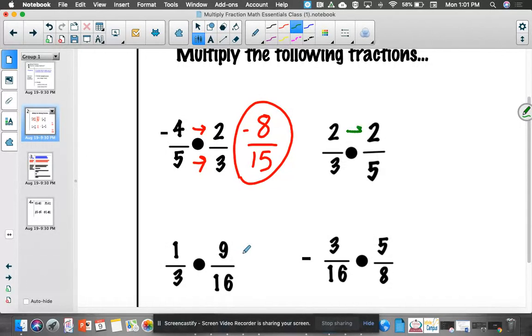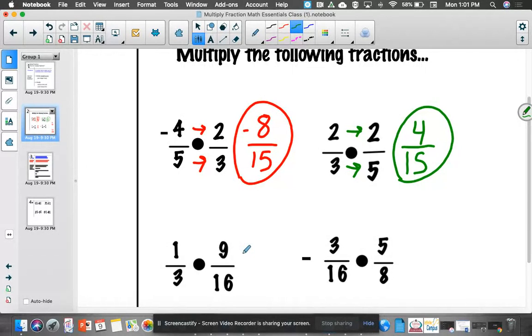Next, we have 2/3 times 2/5. 2 times 2 is 4. 3 times 5 is 15. Likewise, it cannot be reduced, and that is your answer. Next, it gets a little bit more difficult.